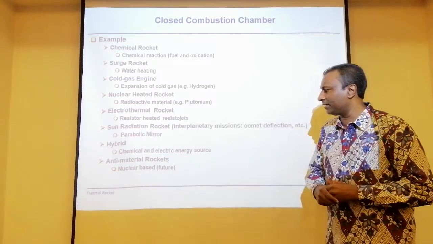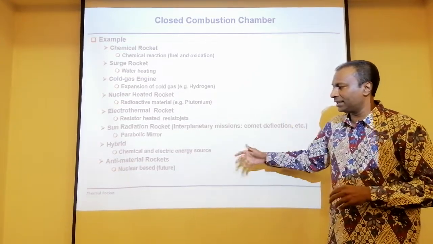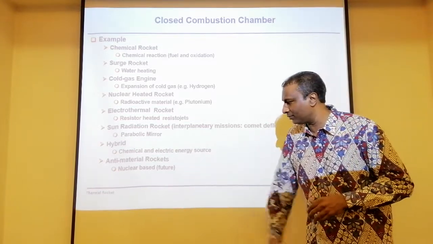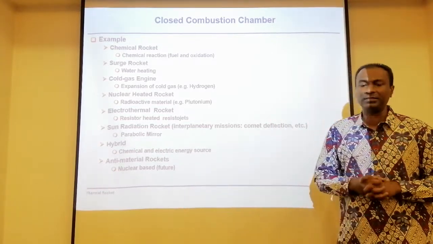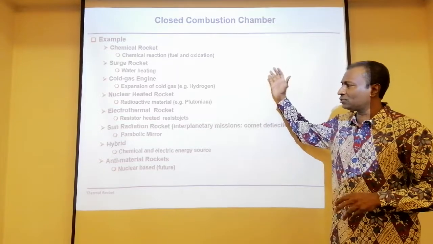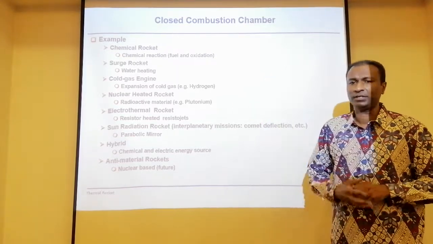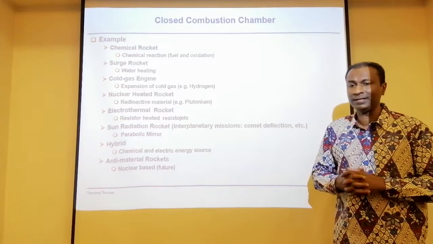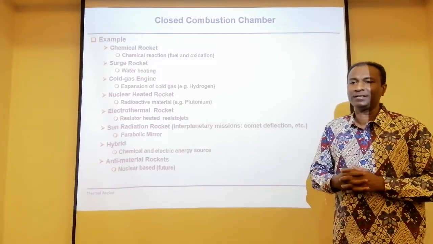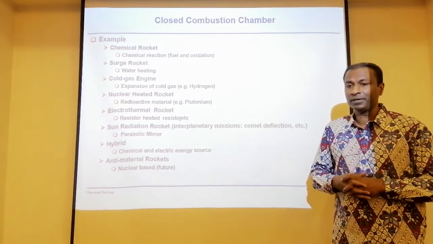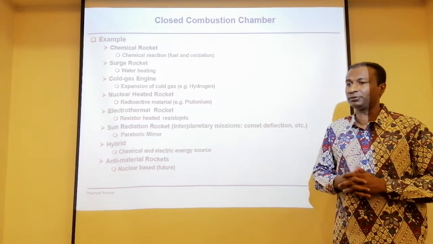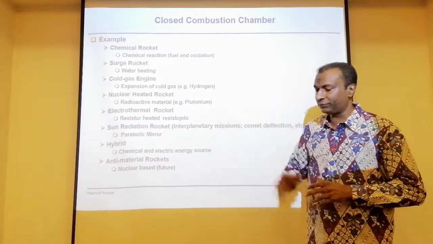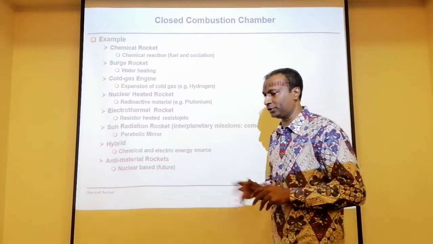Hybrid: you have chemical and electrical energy sources, so there are hybrid engines. Then antimatter and nuclear-based are for future applications. So what you have seen is that many concepts are available if you want to travel to other planets. In fact, there are so many options available, but not all are technologically ready to be picked up. So that is very important, and we just focus on chemical rocket engines.